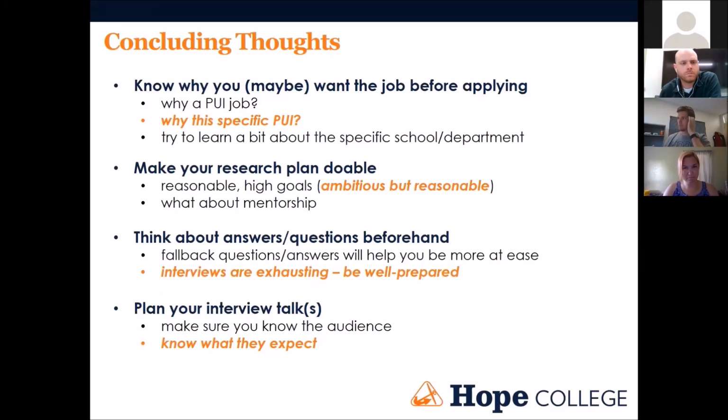When you're writing your research plan, it can be a little more challenging in some ways, because research expectations can change a lot from institution to institution. So you want to tailor your research plan to the institution and make it ambitious but reasonable. You want it to be a plan that can actually be accomplished at the school you're applying to. And once you get to the interview, remember interviews are exhausting. Make sure you're well prepared, with both questions and answers ready. And the same thing with your talks: make sure you know what they expect, so that there are no surprises, that you know who the audience is, and you know what's expected of you as you come to give your talk.